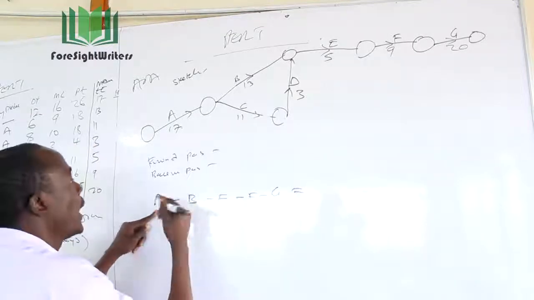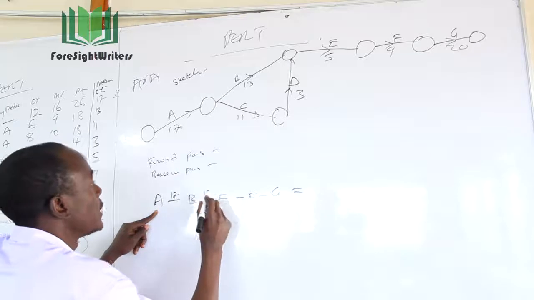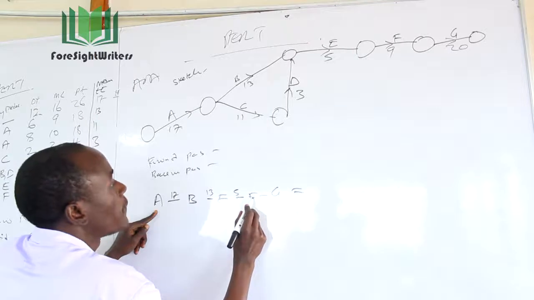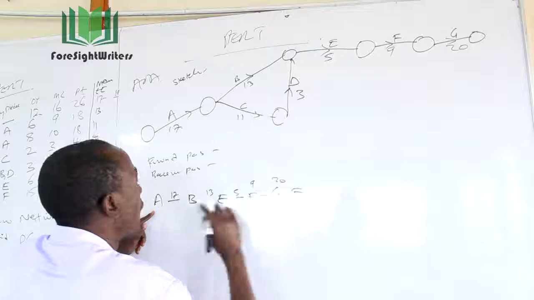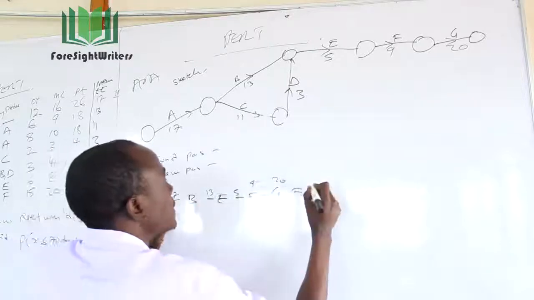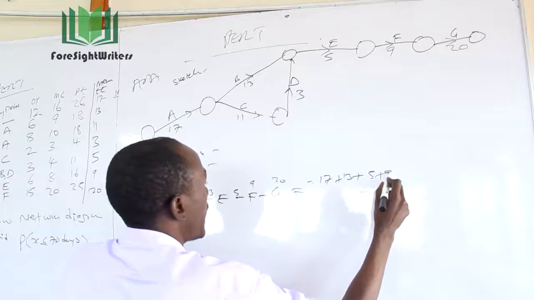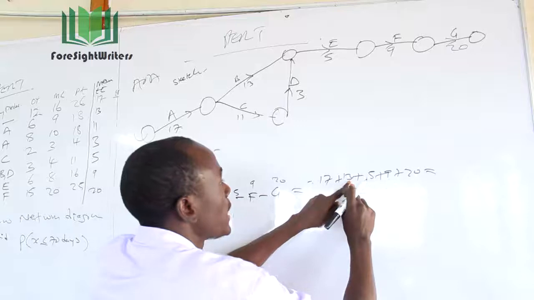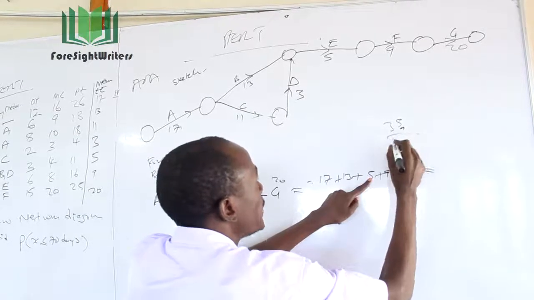A takes 17. B is 13. E is 5. F is 9. And G is 20. So how long is that? This is 17 plus 13 plus 5 plus 9 plus 20. So 17 plus 13 is 30. 30 plus 5 is 35. So 35 plus 9 is 44.